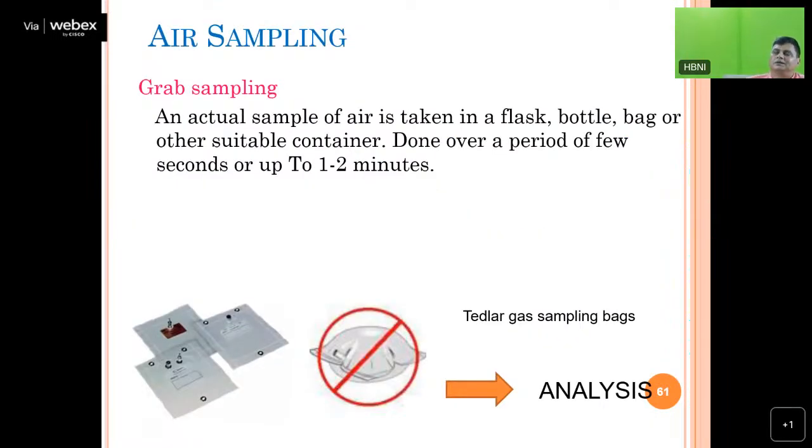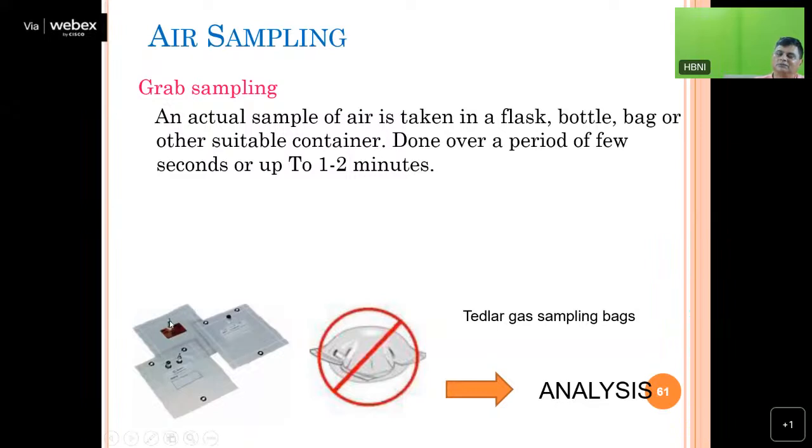Okay. Then comes air sampling. There are different ways of doing air sampling. In general, a flask, bottles, or a bag can be used. Generally, we use a bag for air sampling and then perform the analysis of that particular gas in the laboratory. So we use Tedlar bags. In the Tedlar bag, there are proper arrangements.